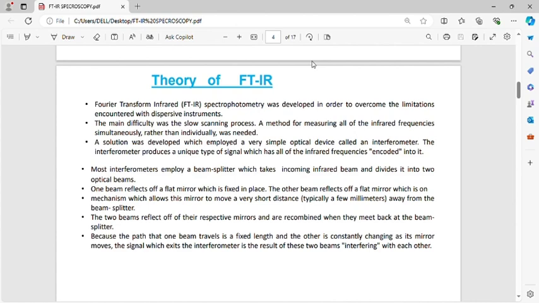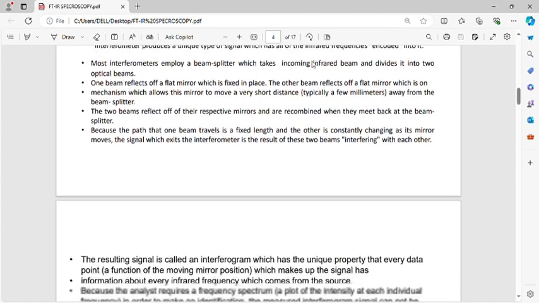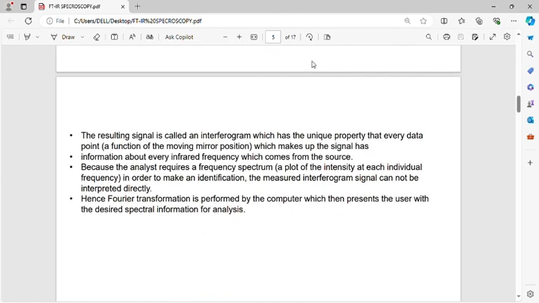Because the path that one beam travels is a fixed length and the other is constantly changing as its mirror moves, the signal which exits the interferometer is the result of these two beams interfering with each other. The resulting signal is called an interferogram, which has a unique property that every data point, a function of the moving mirror position, has information about every infrared frequency which comes from the source.